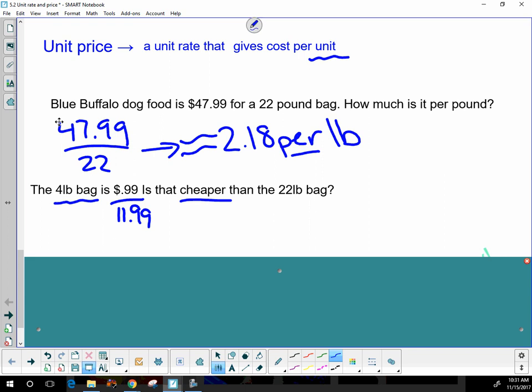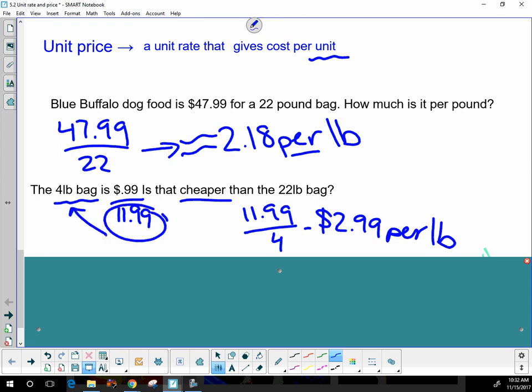Okay, you should have had $11.99 divided by 4, and that comes out to be approximately, what did you get for that? Let me check. If you rounded your number, you would get about $2.99, which makes sense. $2.99 per pound. That makes sense, because this is about 12, and 12 divided by 4 would be closer to 3. So you could probably figure out that this is going to be a better deal.